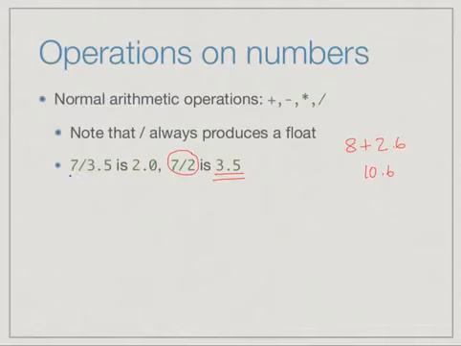But division always produces floats. So 7 divided by 3.5 is an example of a mixed expression where I have an int and a float, and this division results in 2.0. And 7 by 2 results in 3.5.